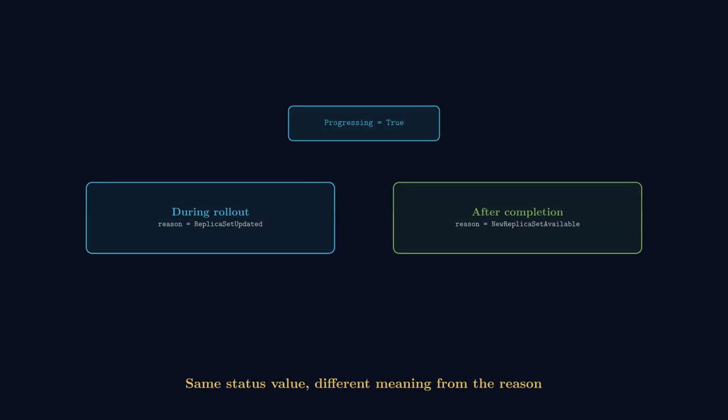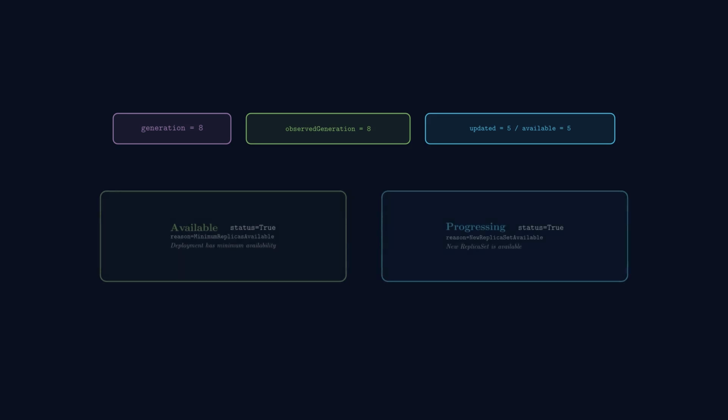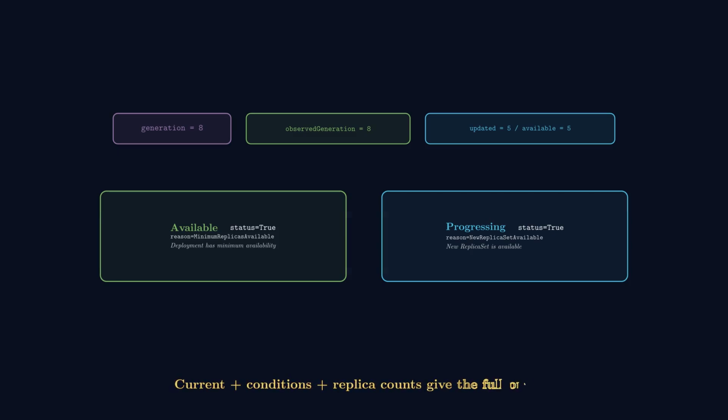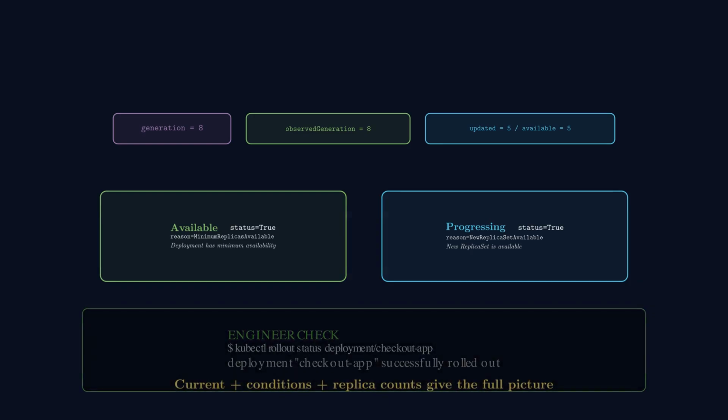A little later, all 5 replicas are available. Generation and ObservedGeneration are still 8 because the desired state has not changed again. Available becomes true, and progressing remains true with the reason new replica set available. Now the status is both current and describing a completed rollout. When you mainly want to know whether the deployment rollout has finished, kubectl has a command built for exactly that.